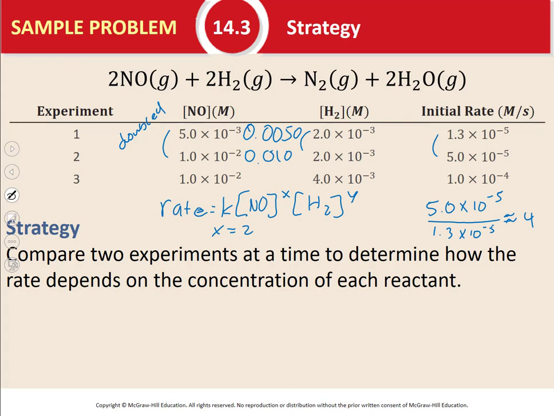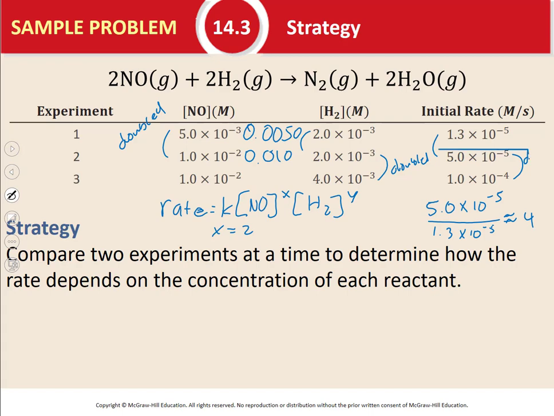What's y? Why? Because if you compare 2 and 3, those have the same concentration for nitrogen oxide. Good. It doubles for the hydrogen from 1 times 10 to the negative 3 to 4 times 10 to the negative 3. And then the initial rate doubles as well. Good. This doubled.